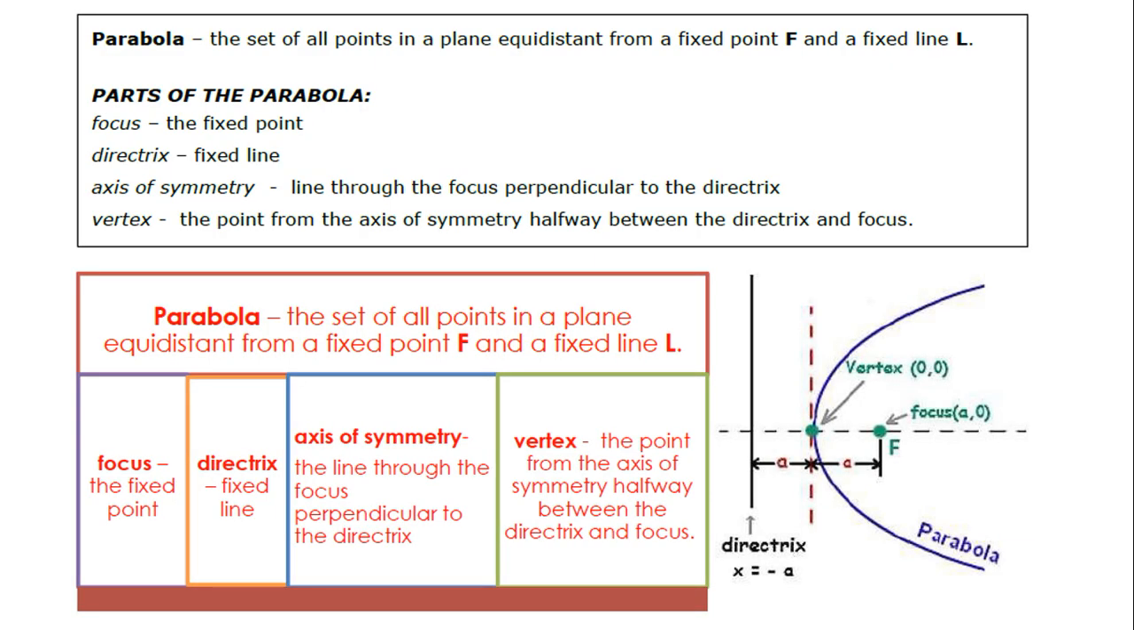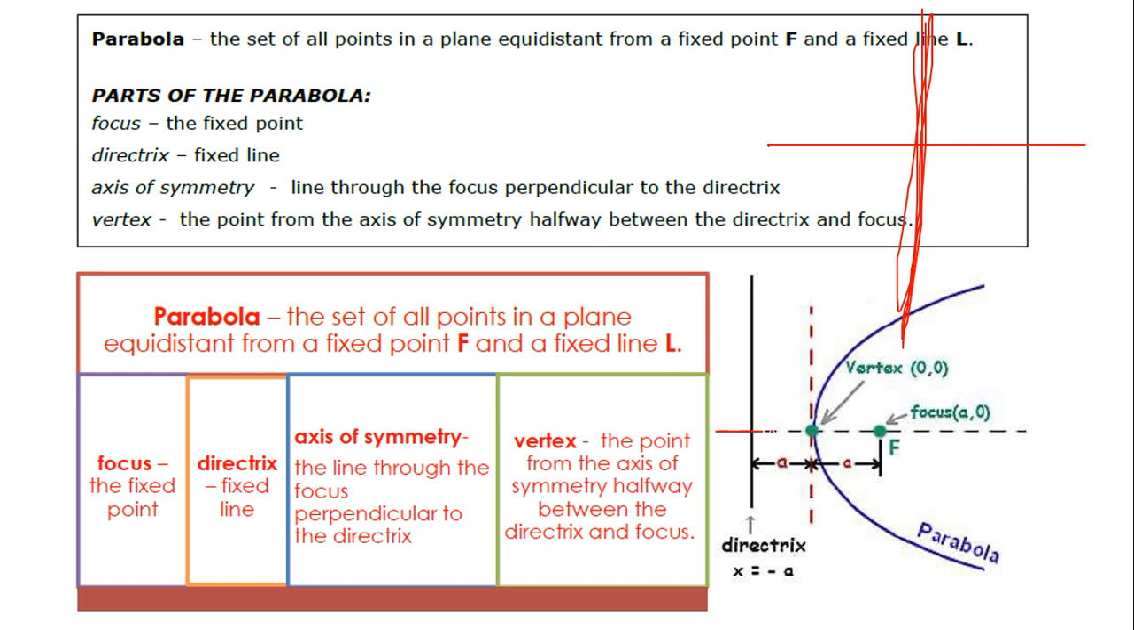So ito po yun. Parabola is a set of all points. Parts of the parabola, we have the focus, the fixed point, the fixed line is directrix. Axis of symmetry, it could be y or x. When we say axis of symmetry, it is a line through the focus perpendicular to the directrix. Meaning to say, just like in a rectangular coordinate system, here po, this is what we call directrix, the vertical line. The vertex, the point from the axis of symmetry halfway between the directrix and focus.